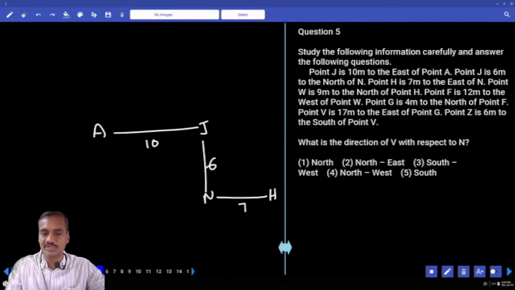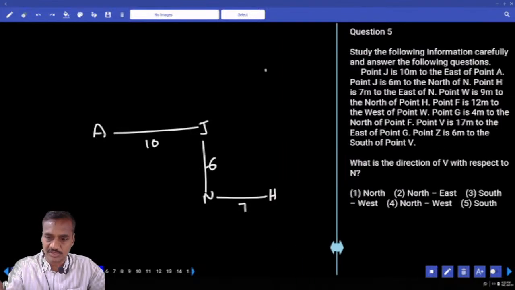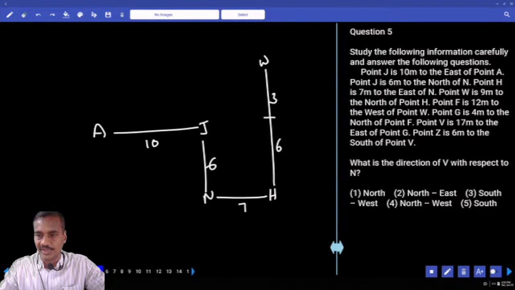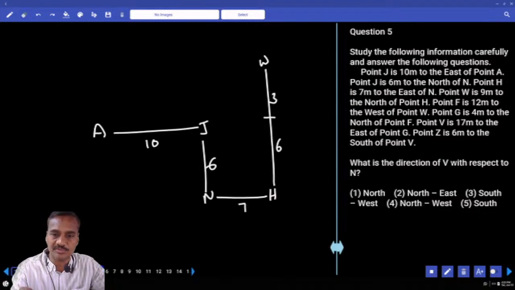And W is 9 meters to the north of H. Now W is how many meters? 9 meters, this is 6 and 3. W is 9 meters to the north of H. Then F is 12 meters to the west of W. My F is how many meters? 12 meters.